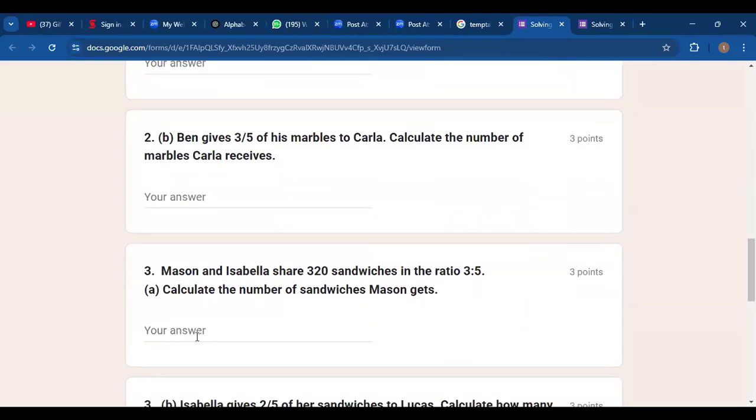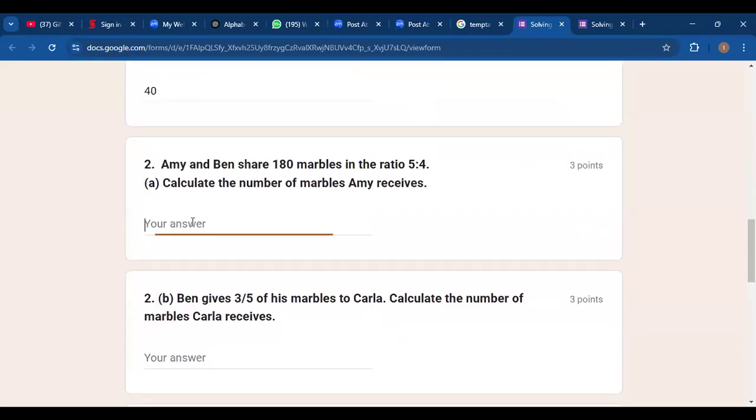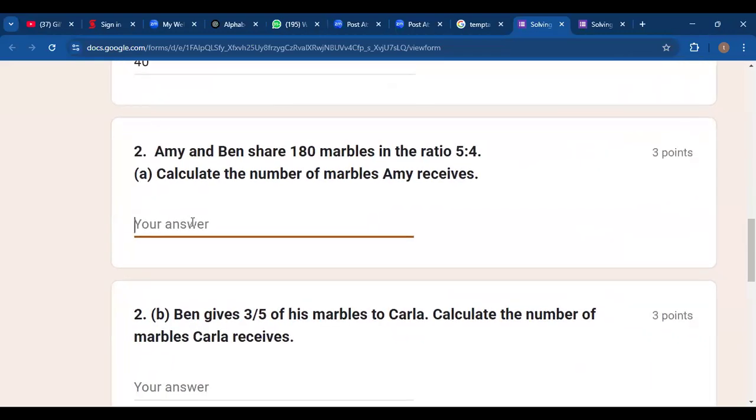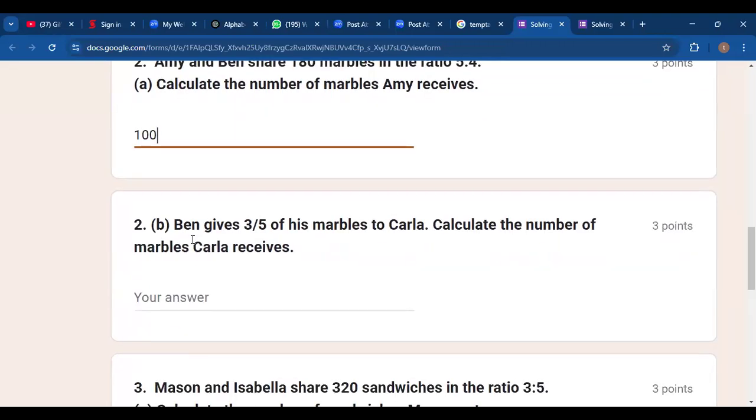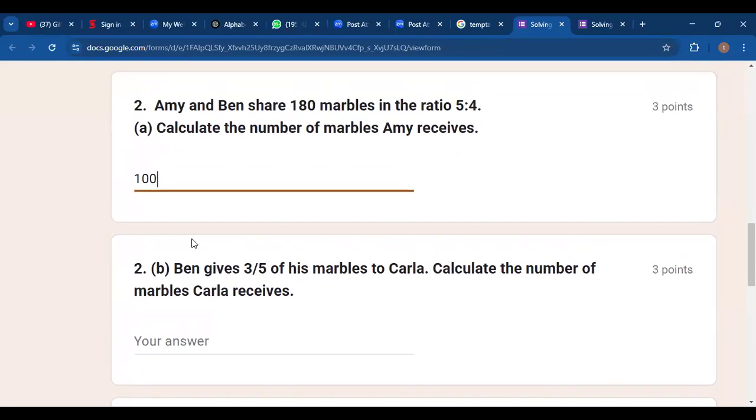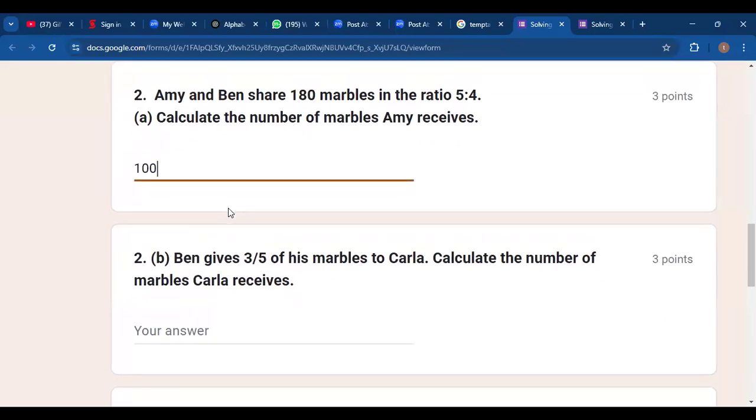Good. And then number 2, exactly what we did, is going to be 180 divided by 9. 20 times 5 is 100. 180 minus 100 is 80. 80 times 3/5 is going to be what? 80 times 3/5. That's 48.